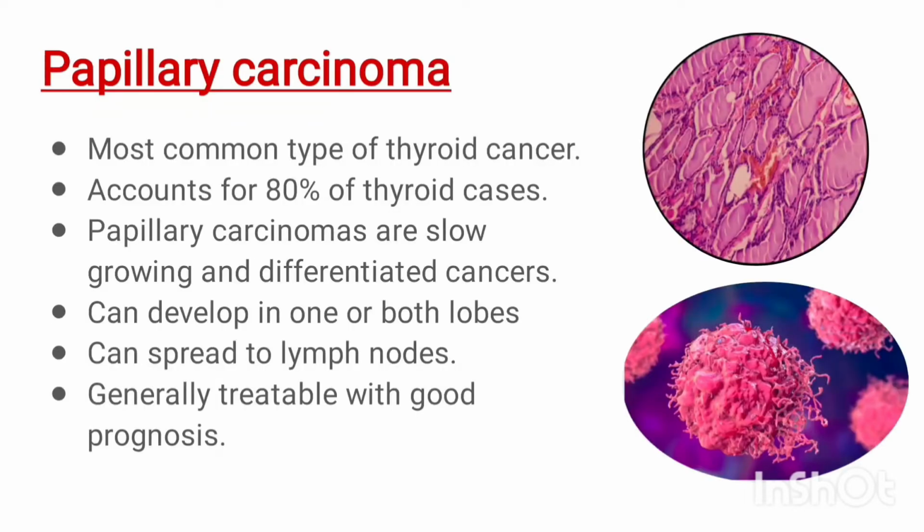First, we will talk about papillary cancer. Papillary cancer is the most common type of thyroid cancer. It accounts for approximately 80% of total thyroid cancers. Papillary carcinomas are actually slow growing and differentiated cancers. They can develop in one lobe or both lobes of thyroid gland. They can spread to lymph nodes. They are usually treatable with good prognosis.